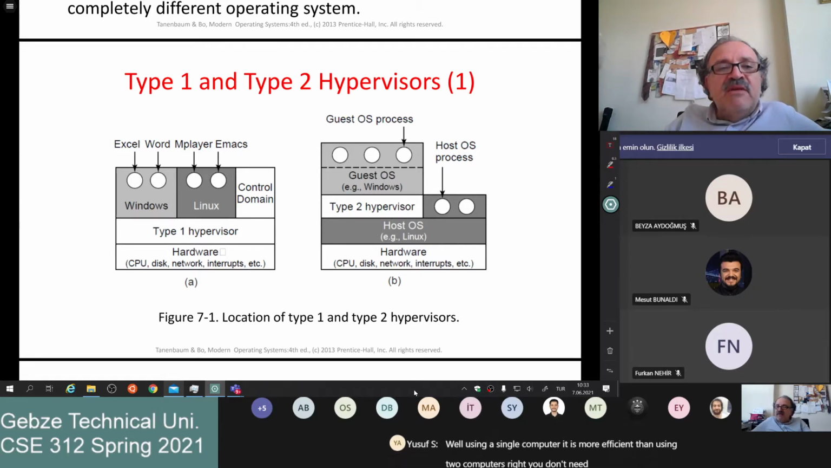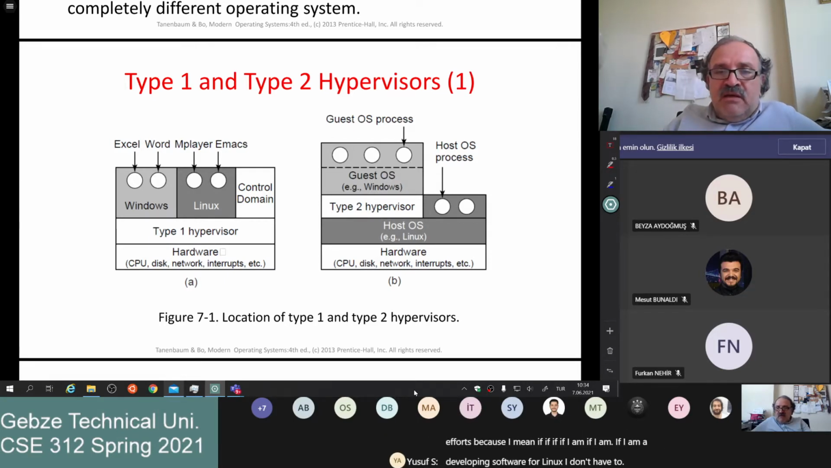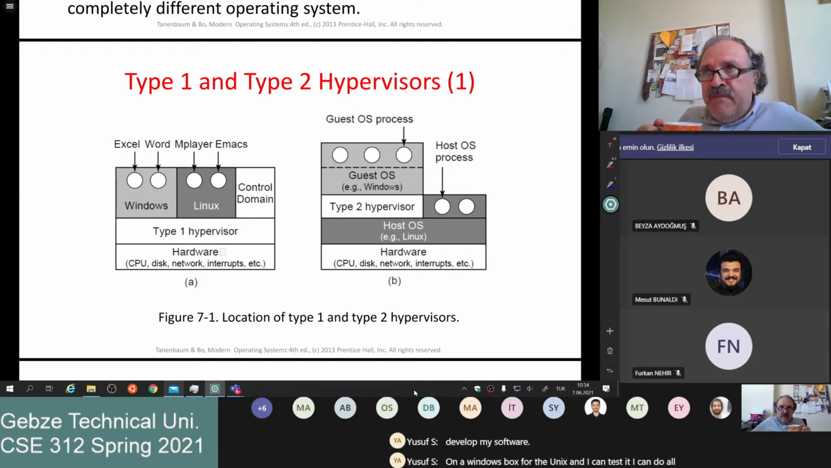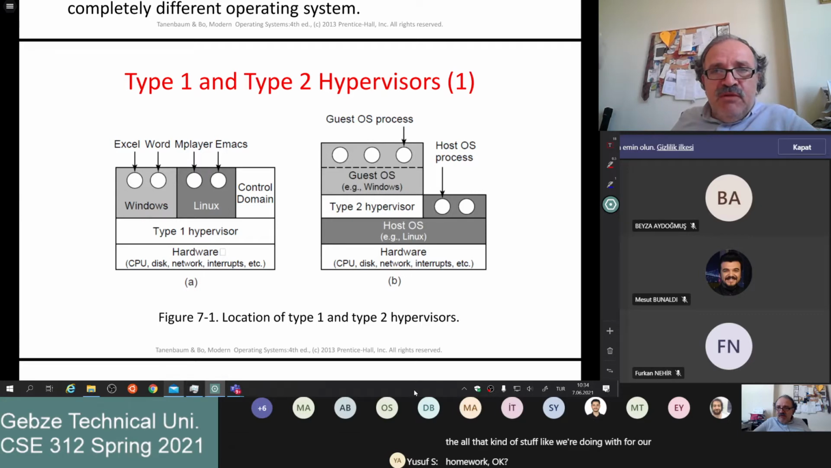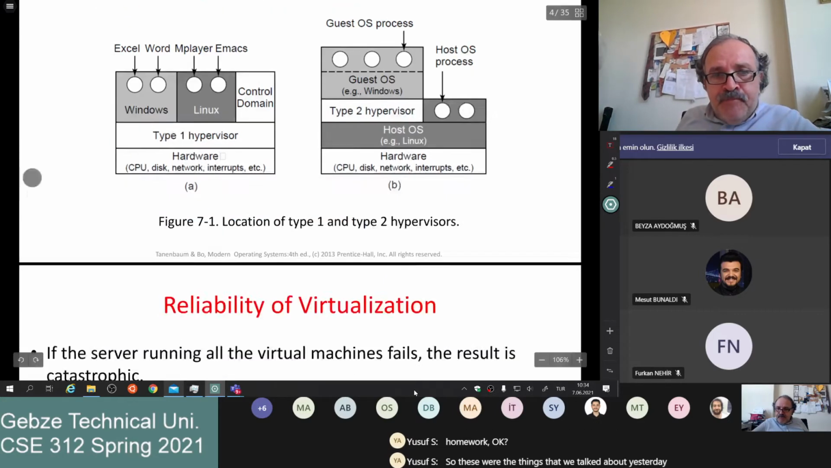You don't need separate hardware, and we talked about that also. That's why people like the virtualization technique a lot, and we use it in our classes. We use it in our software development efforts, because if I am developing software for Linux, I don't have to have a Linux box. I can do this virtualization, and I can develop my software on a Windows box for Unix, and I can test it. I can do all that kind of stuff, like we're doing for our homework. Okay. So these were the things that we talked about last week.